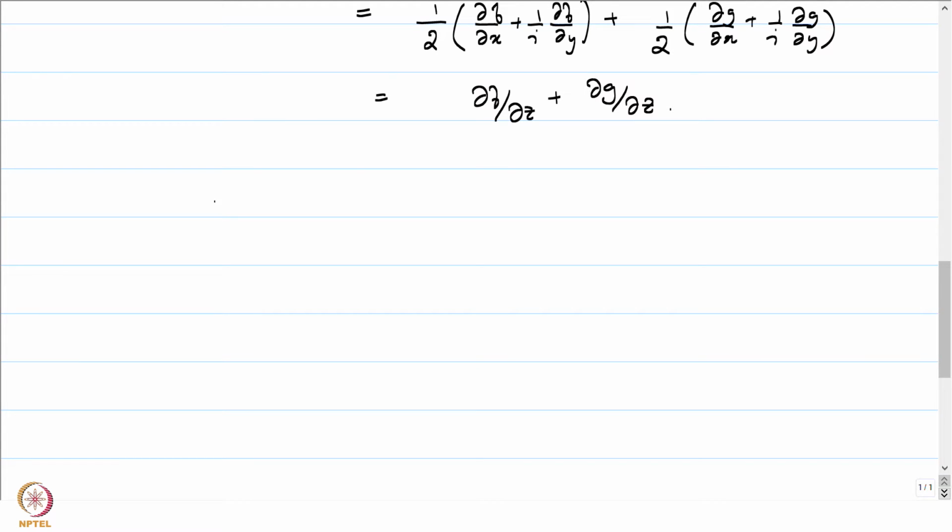Another important property which the Wirtinger derivative satisfies is the product rule.